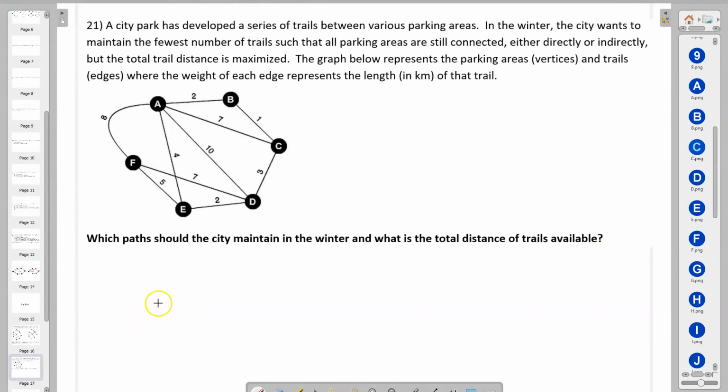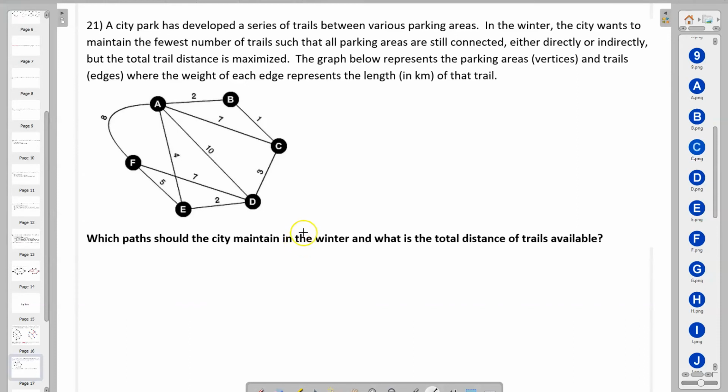A city park has developed a series of trails between various parking areas. In the winter, the city wants to maintain the fewest number of trails such that all parking areas are still connected, either directly or indirectly, but the total trail distance is maximized. The graph below represents the parking areas, or the vertices, and trails, are the edges, where the weight of each edge represents the length in kilometers of that trail. Which paths should the city maintain in the winter, and what's the total distance of trails available?